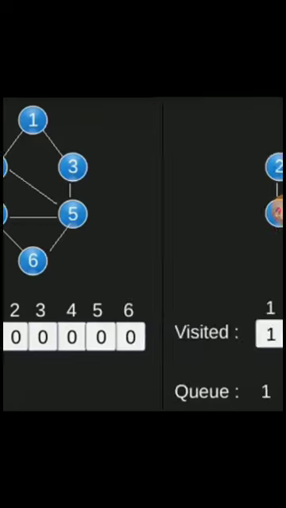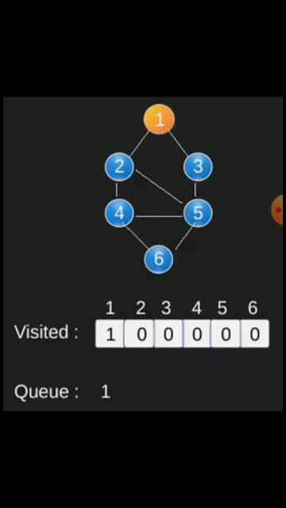Initially we are starting from node number 1, so we push 1 into the queue and mark it visited. The remaining elements are not visited, so we put 0. If a node is visited, it should be 1, and if it is not visited, it will be 0. Finally, after traversal, all elements should be 1 because all nodes should be traversed.